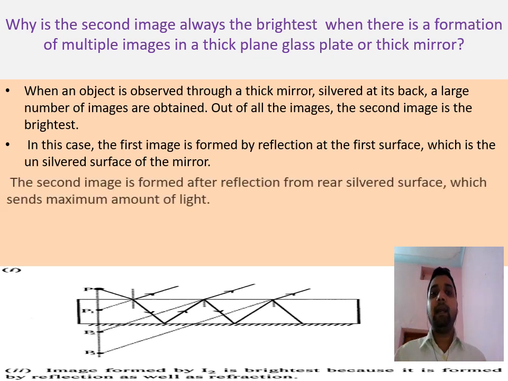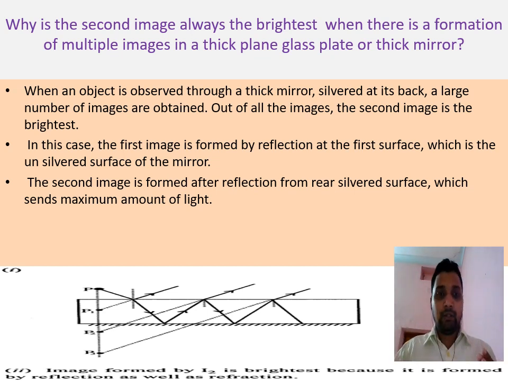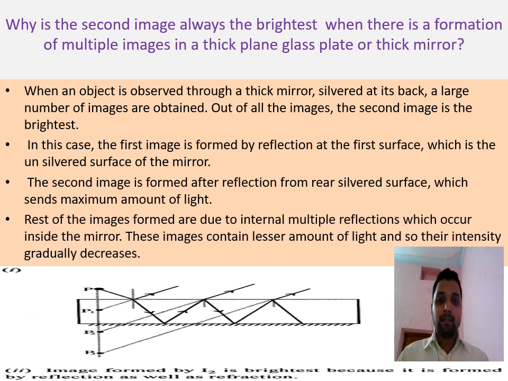But in the case of the second image, light will suffer the maximum refraction and reflection, meaning the maximum amount of light can be refracted and reflected back. Because of this, the second image is always the brightest. For the rest of the images, due to the multiple reflections inside the mirror, some amount of light is absorbed and the intensity gradually decreases, so we are not able to see the image clearly, or the image brightness is not that high. The second image is always the brightest because the light suffers maximum refraction and reflection.